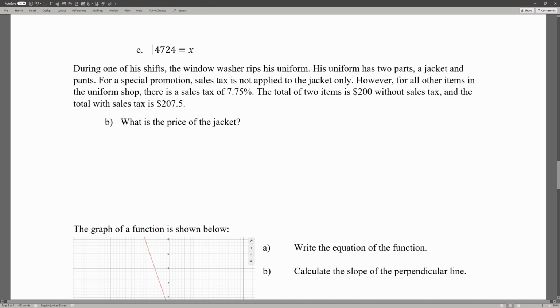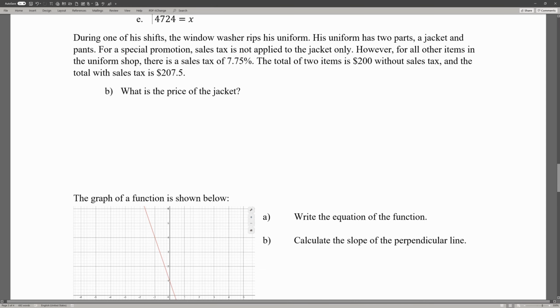During one of his shifts, the window washer ripped his uniform. His uniform has two parts, a jacket and pants. For a special promotion, sales tax is not applied to the jacket only. However, for all items in the uniform shop, there is a sales tax of 7.75%, and the total of two items is $200 without sales tax. With sales tax, the total is $207.50. What is the price of the jacket?